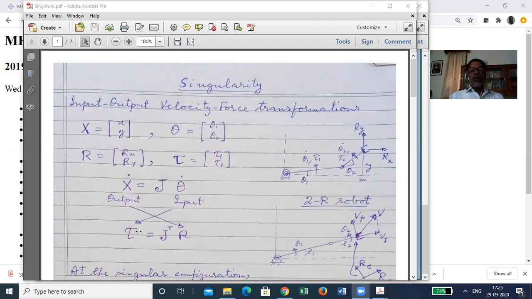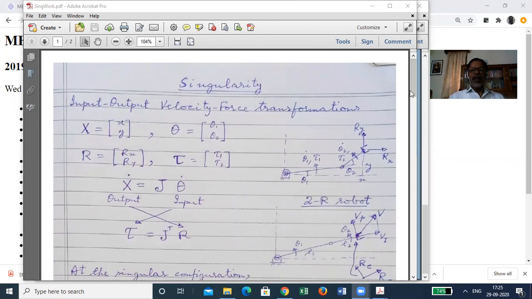And tau, the joint torques, tau1 and tau2, are given by J transpose, this force that the hand is applying on the environment. And note that this is the input velocity which is transformed through J to the output velocity, and here it is output forces which is transformed to the input forces, torques in this case, through J transpose. Okay, so that is the sense of the duality between velocity kinematics and statics.